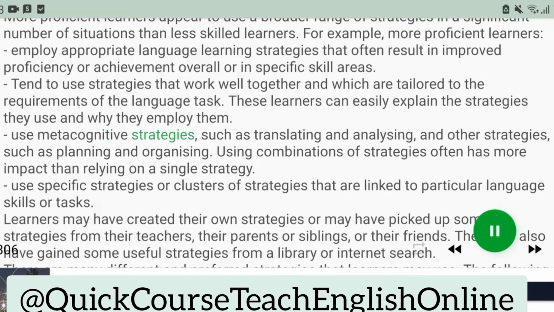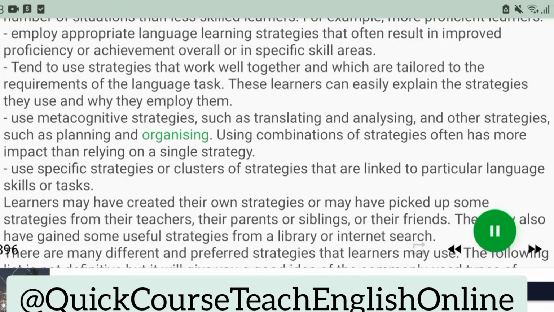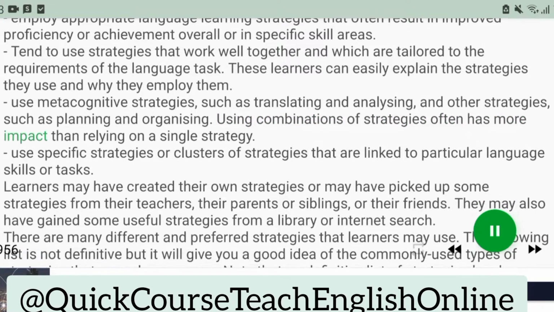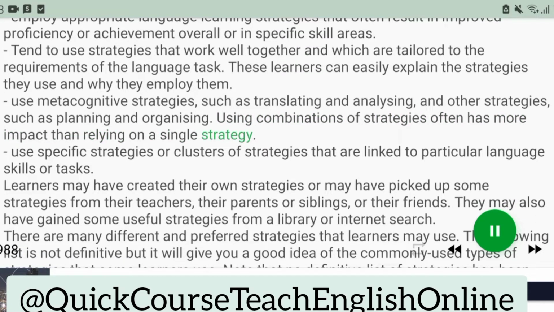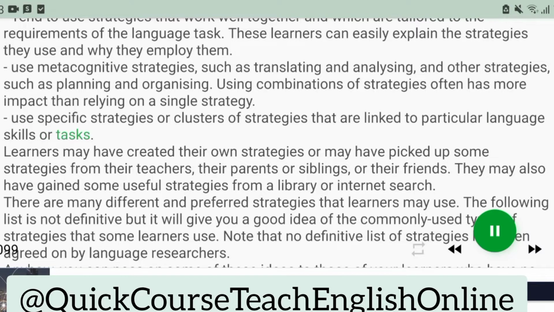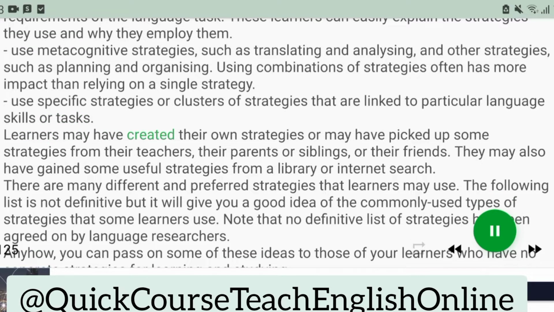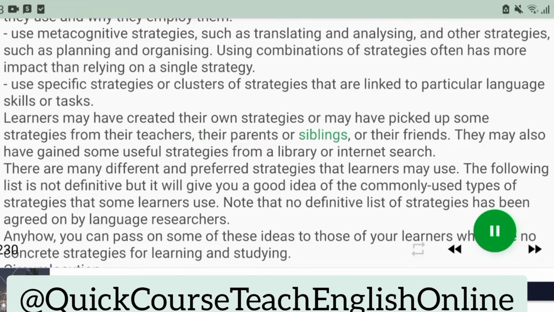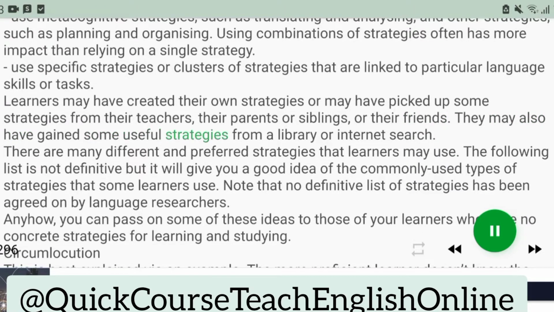Use metacognitive strategies, such as translating and analyzing, and other strategies, such as planning and organizing. Using combinations of strategies often has more impact than relying on a single strategy. Use specific strategies or clusters of strategies that are linked to particular language skills or tasks. Learners may have created their own strategies or may have picked up some strategies from their teachers, their parents or siblings, or their friends. They may also have gained some useful strategies from a library or internet search.